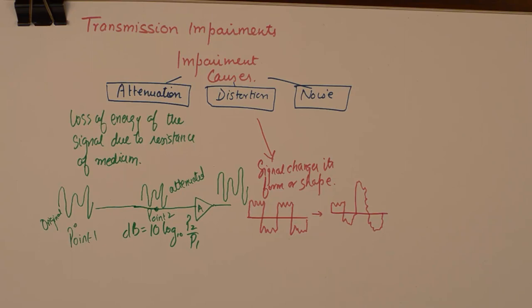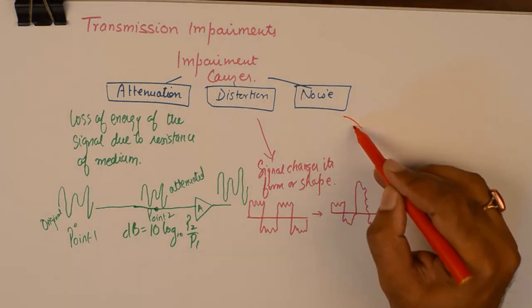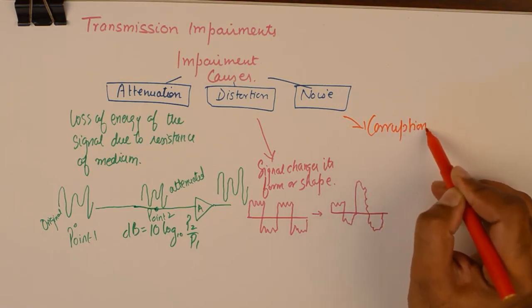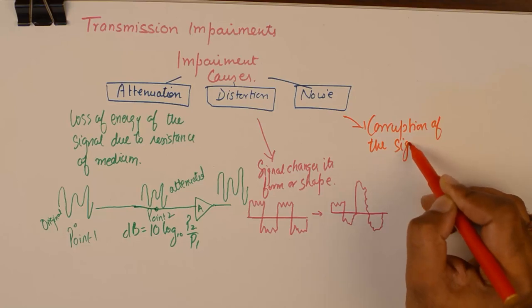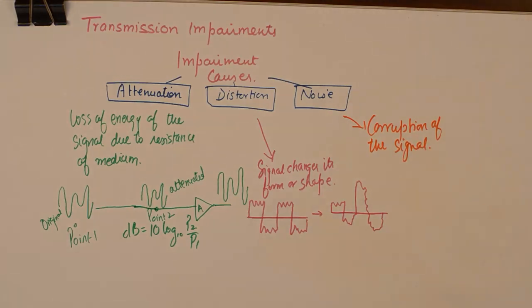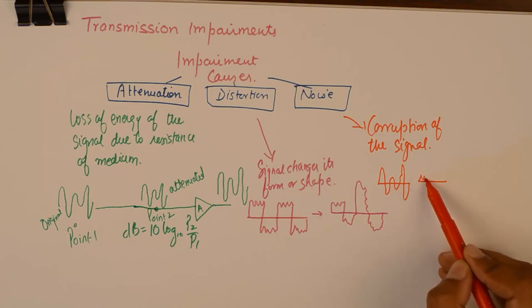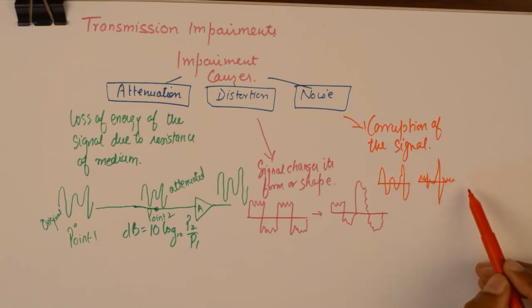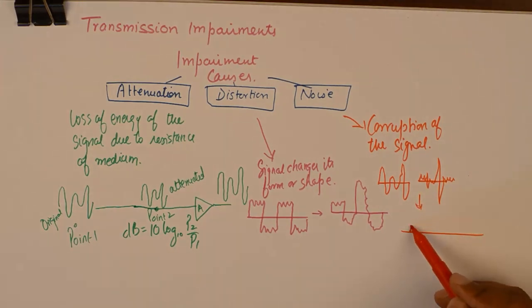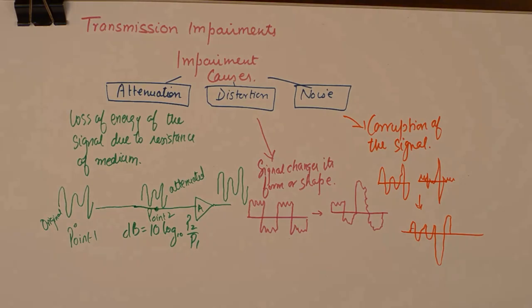Basically, the corruption of the signal is what we are talking about here. So the keyword for noise will be the corruption of the signal. And how would you represent it? You could simply take up a signal, and noise are pretty bad spikes, and they'll cause a resulting signal which will be an opposite of what was intended to be received. So this might just completely distort everything, not just in terms of shape, but also in terms of the transmitted message.